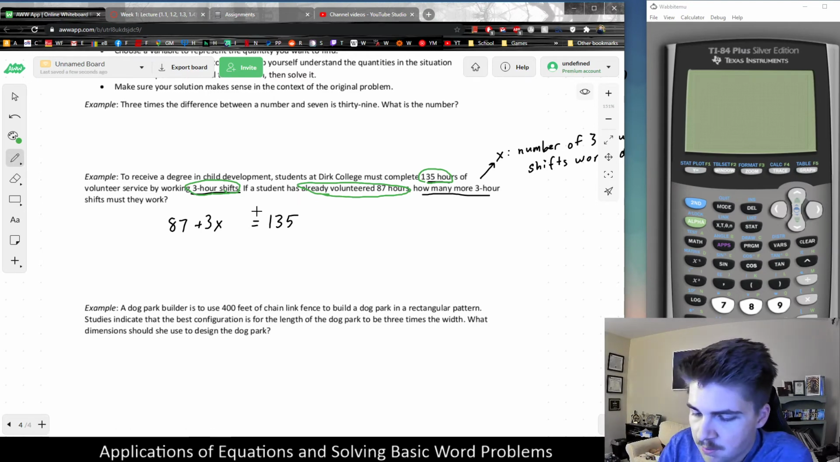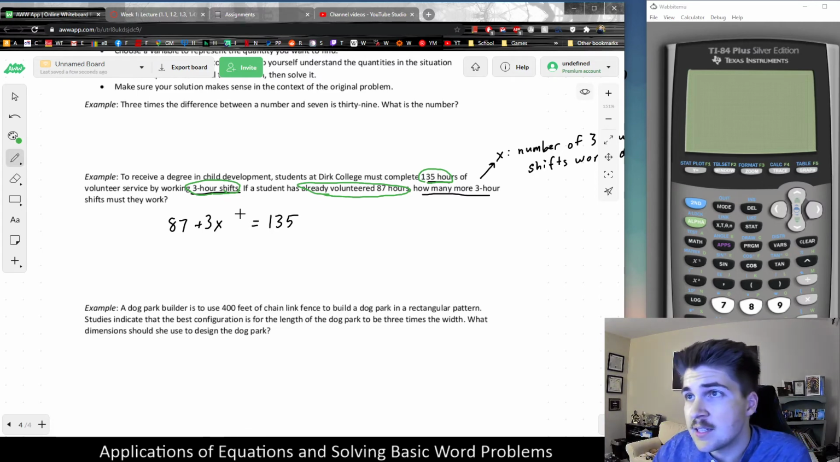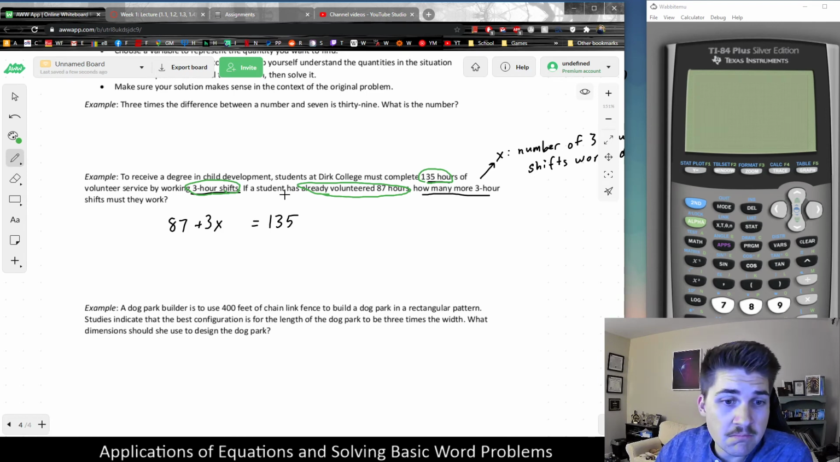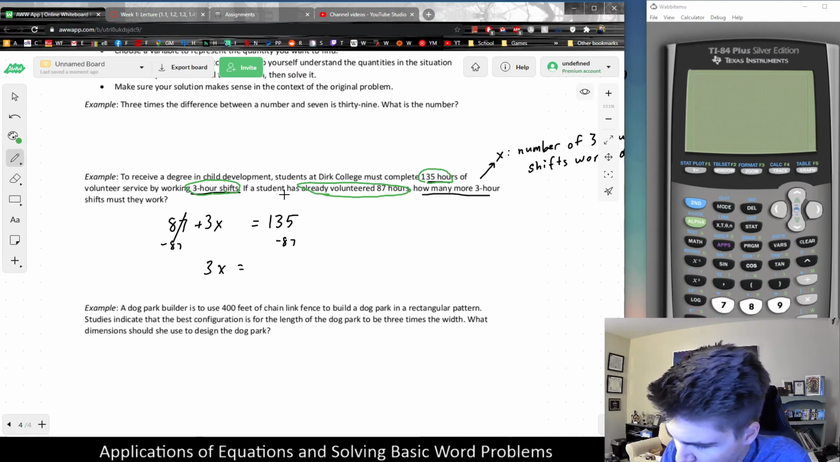And from here, I would just need to solve, well, how many shifts do I need? Because every shift is going to add on 3 more hours to my needed amount. And so now I just have an equation. Now I just need to solve. So since I have numbers on both sides, I would subtract 87 from both sides, leaving me with 3x is equal to 48.